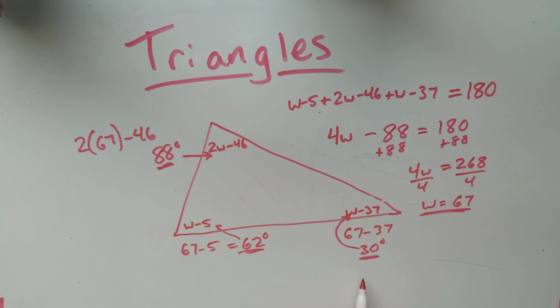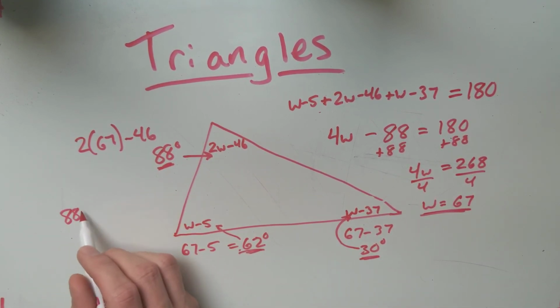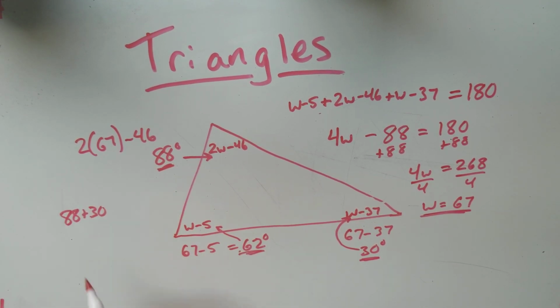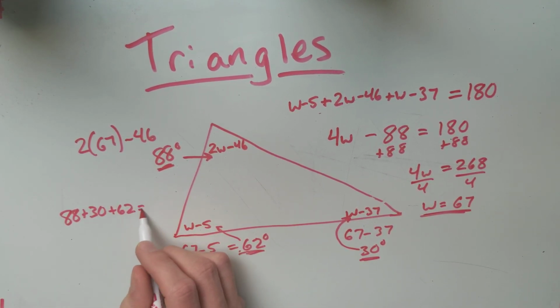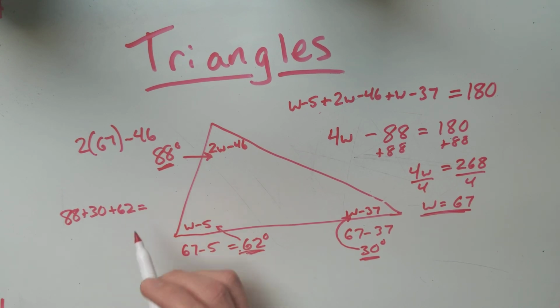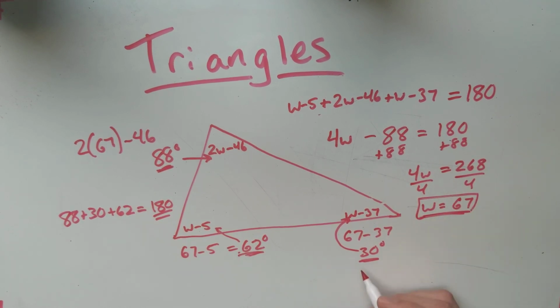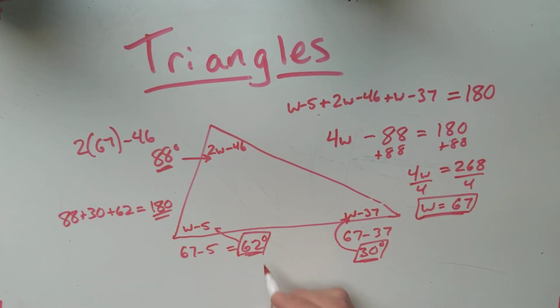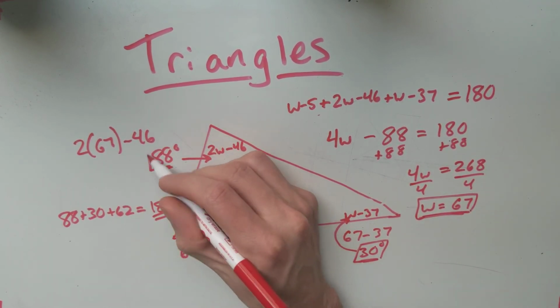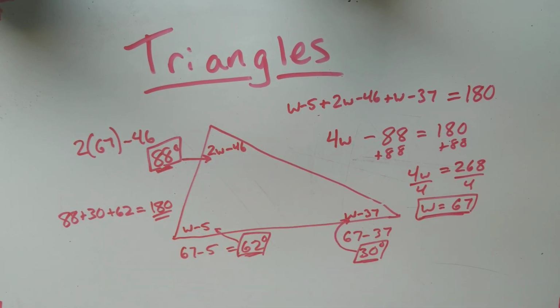If you want to check to see if it's correct, take your three angle measurements, add them up. 88 plus 30 plus 62. When you add them up, you should see that you're going to equal 180, as it should, and then you're all done. So your value of w is 67, and your three angles were 30 degrees, 62 degrees, and 88 degrees. Alright, that's all we have for today.